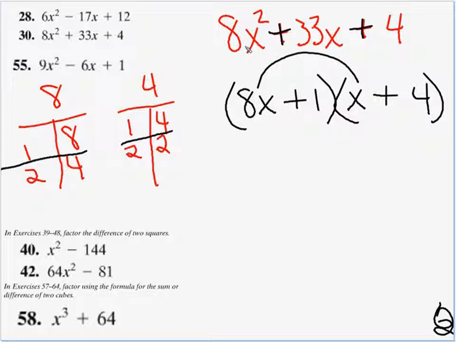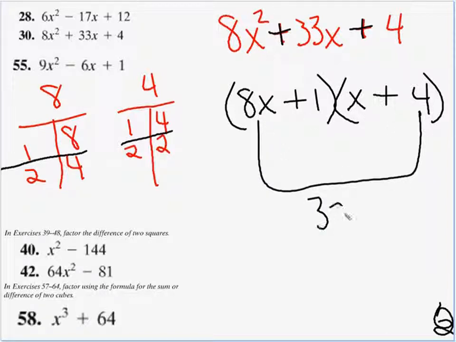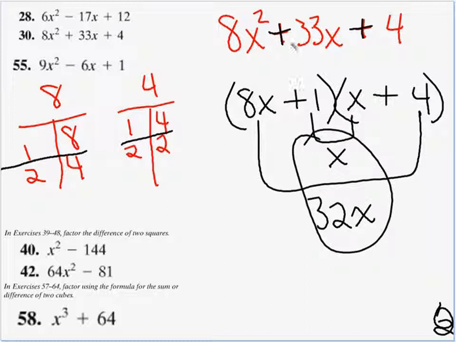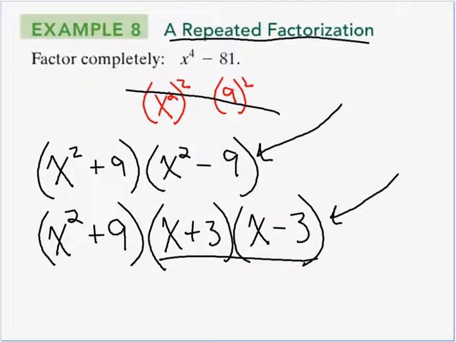So 8x times x is 8x squared. 1 and 4 gives us the 4. Let's check the outers. 8x times 4 is 32x. And the inners, 1 times x is x. If we add those up, we do get to the 33. Boom, got it right off the bat.